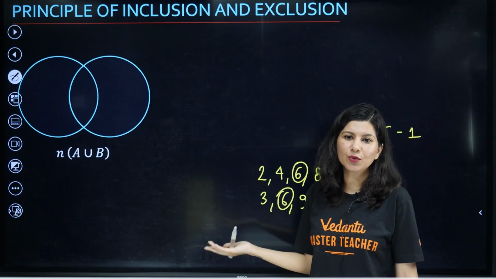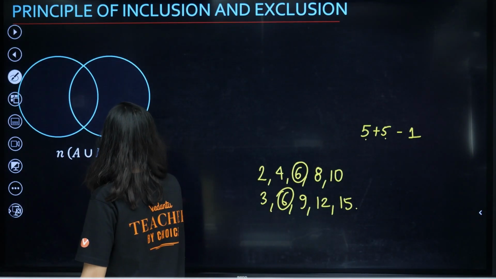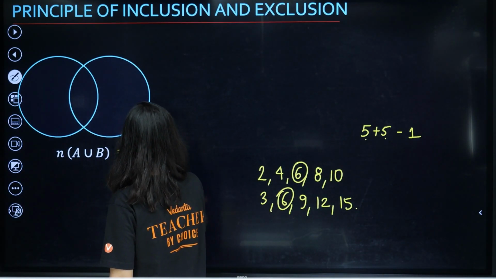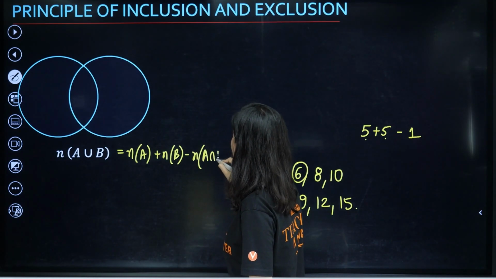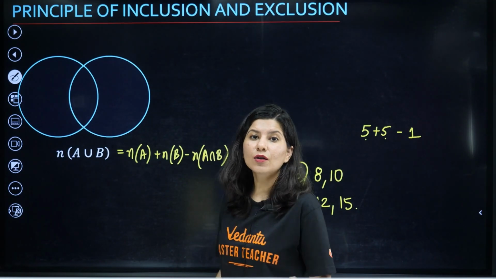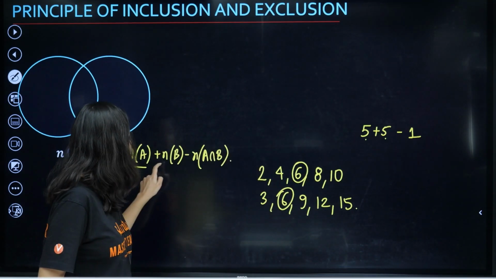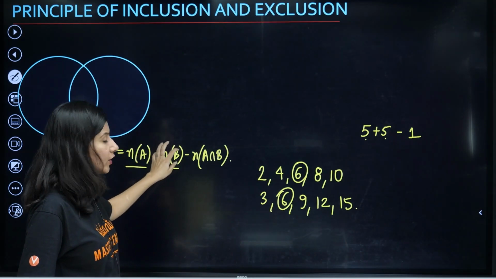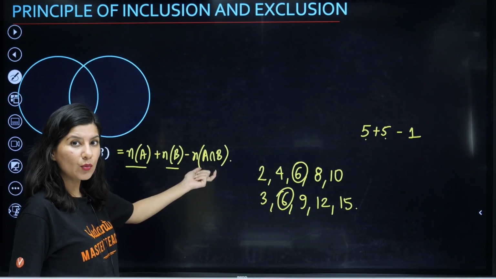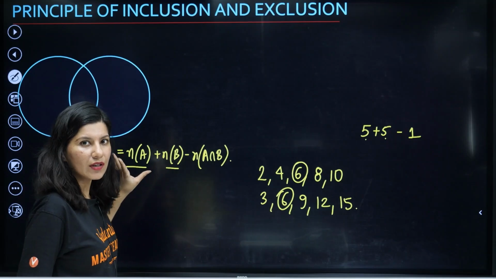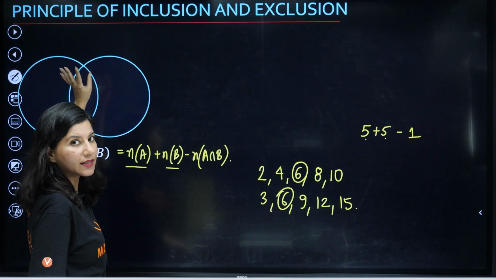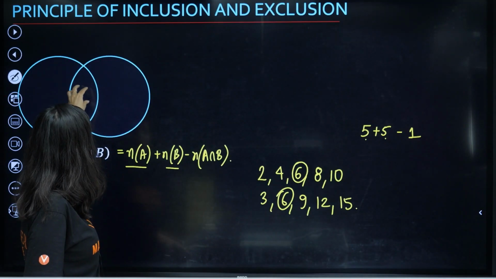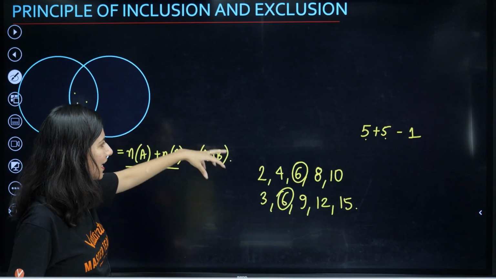So A union B will be the cardinality of A plus the cardinality of B, minus the common elements which are counted in both. You have counted it twice, so you have to subtract it once, because you want it counted one time. You don't want to erase it. You want this portion to be counted once, just like this.